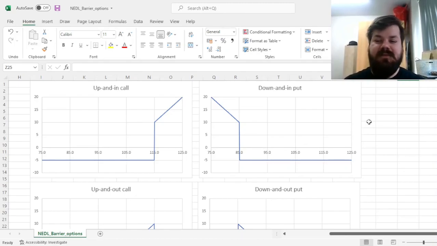And that's all there is for the basics and visualizations of barrier options, including both knock-in and knock-out options, that is, up and in call, down and in put, up and out call, and down and out put.